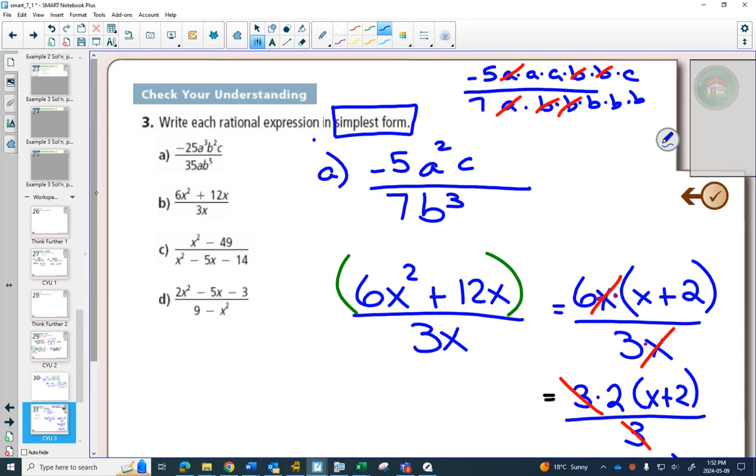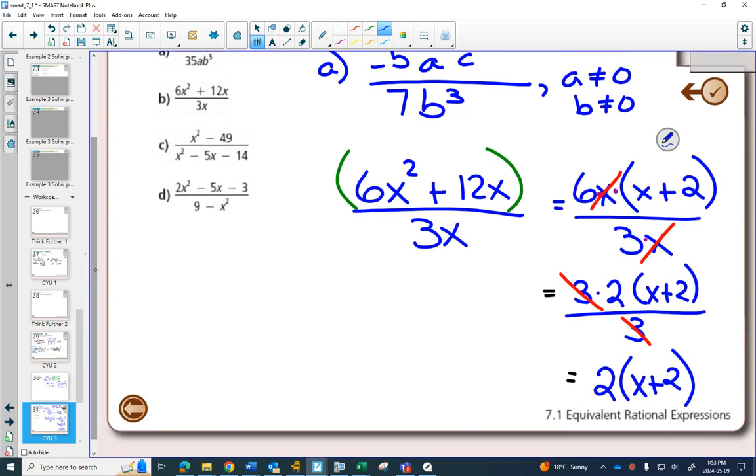When you do look at the answer key, it lists all the non-permissible values. So in the first one, can you see that A can't equal 0 and B can't equal 0? They list that in the question. In the second one, what can't equal 0?